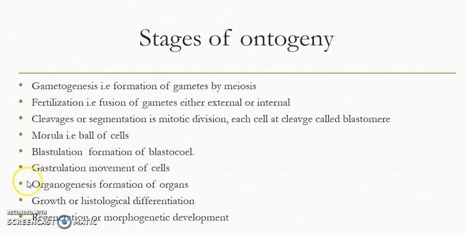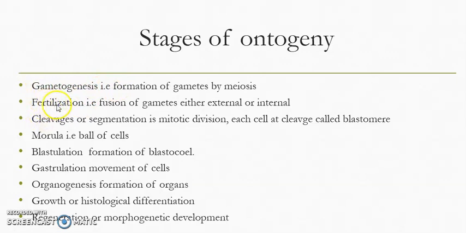Next, here I show you different stages of ontogeny, in which the first one is gametogenesis, that is the formation of gametes, and all of you know gametes are the sex cells, they are the sperms and ova. The process is called meiosis, also called gametogenesis.